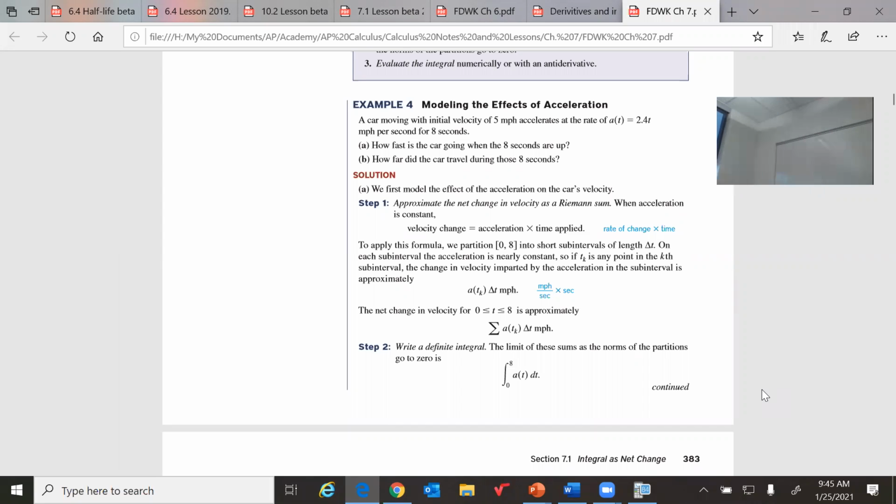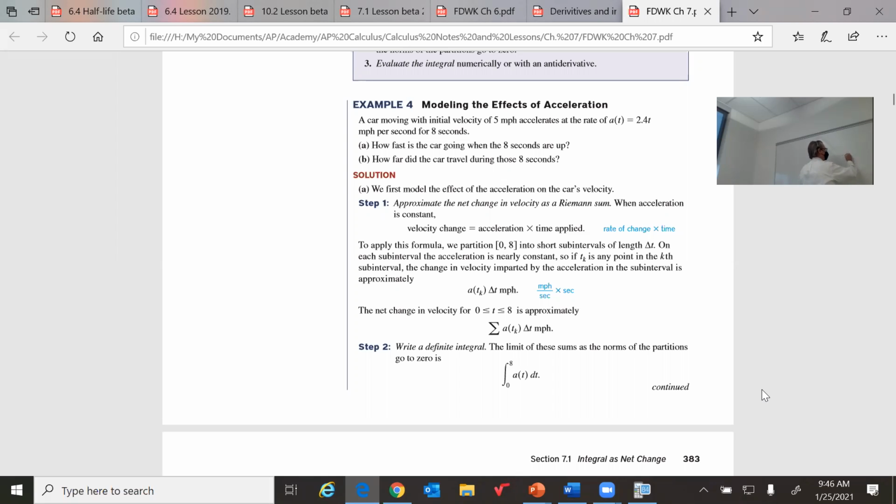What's the question asked? It gives a car moving with an initial velocity and an initial acceleration for 8 seconds. How fast is the car going when 8 seconds are up? How far did the car travel during those 8 seconds? So think about this. For this problem, we have to organize what we were given.